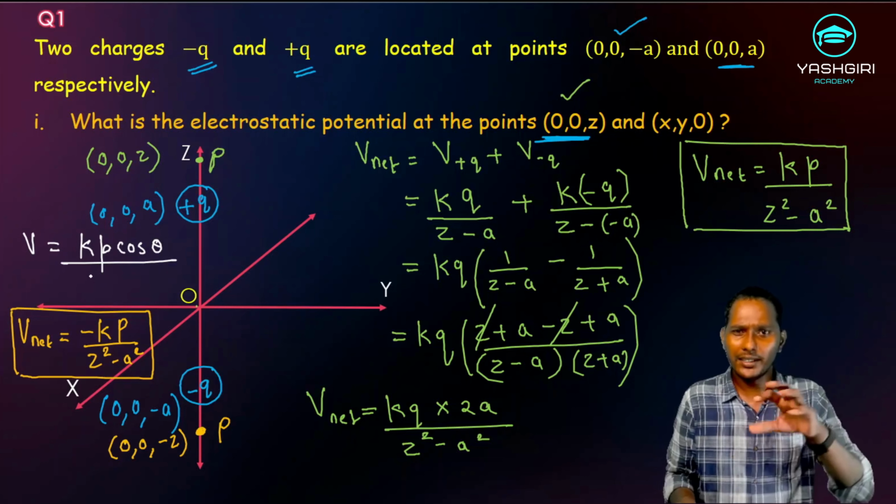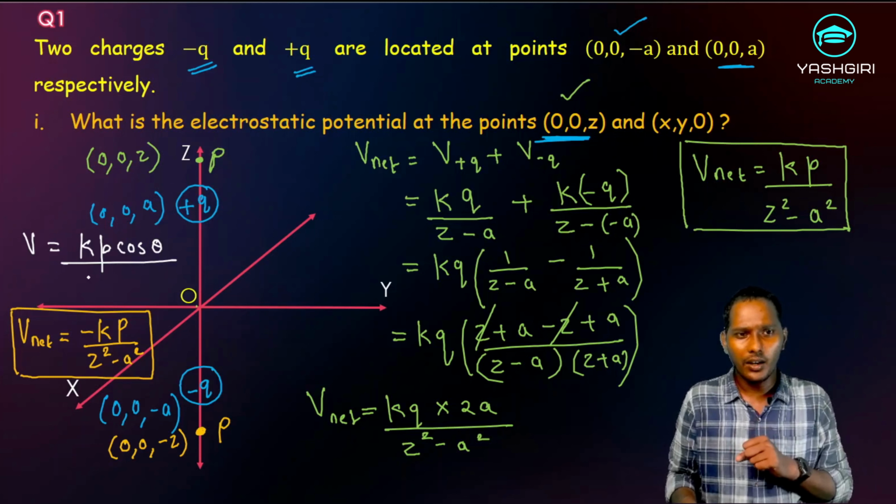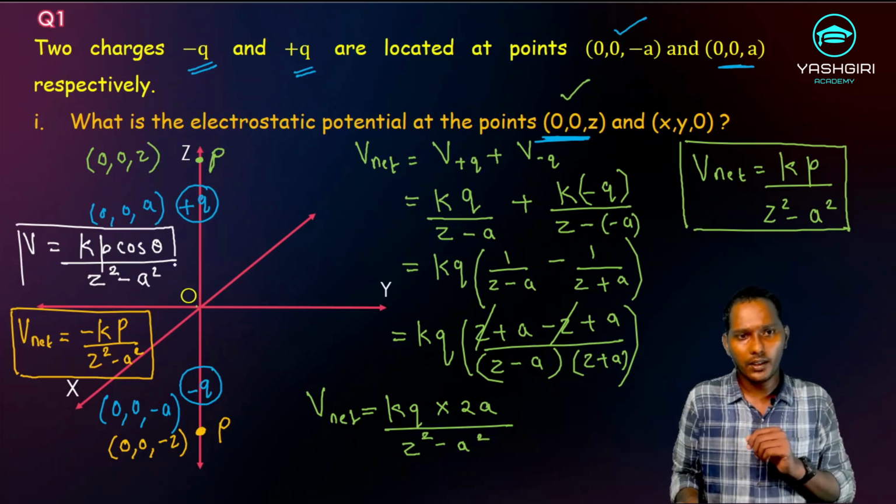So I'll just write that z to be some r. Okay, so in that case, I'll write it as z only. So that r is z here in this case, z square minus a square, right? So this I can use, yeah.